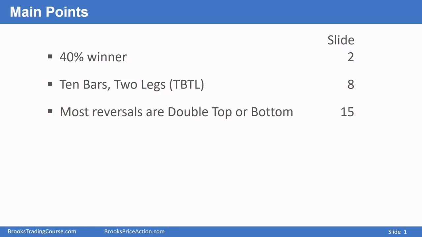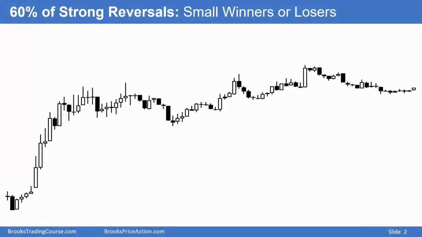When I'm looking for a reversal, my minimum objective is 10 bars and 2 legs, TBTL. Most major reversals, even wedges, have a double top or a double bottom involved with them. I said that 40% of reversals lead to a major reversal, a swing in the opposite direction. 60% are small winners or small losers, and they essentially offset one another.